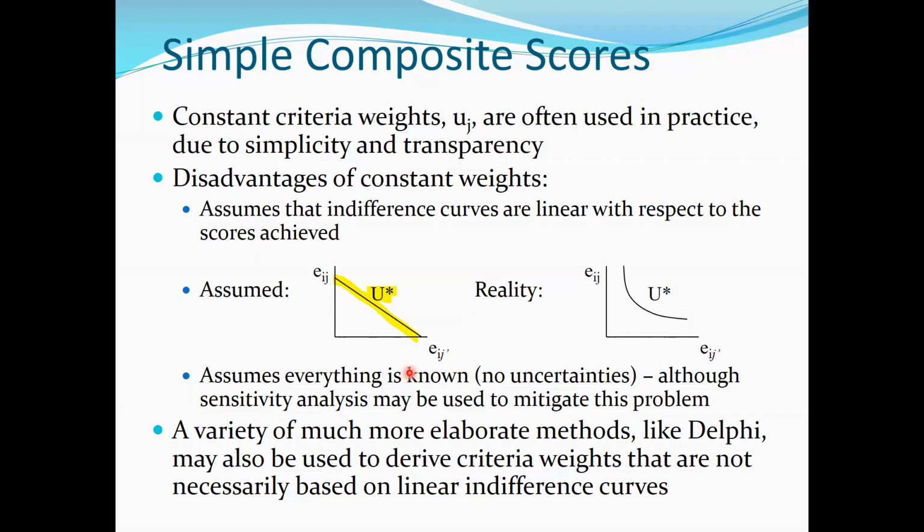And then there are elaborate methods to arrive at the criteria weight. You can use the Delphi method. I briefly described that at the very beginning of our class, when we discussed how you bring in a panel of experts and then you have them look at a problem and try to reach consensus after knowing each other's opinion. And you could do the same thing for arriving at the criteria weights too.